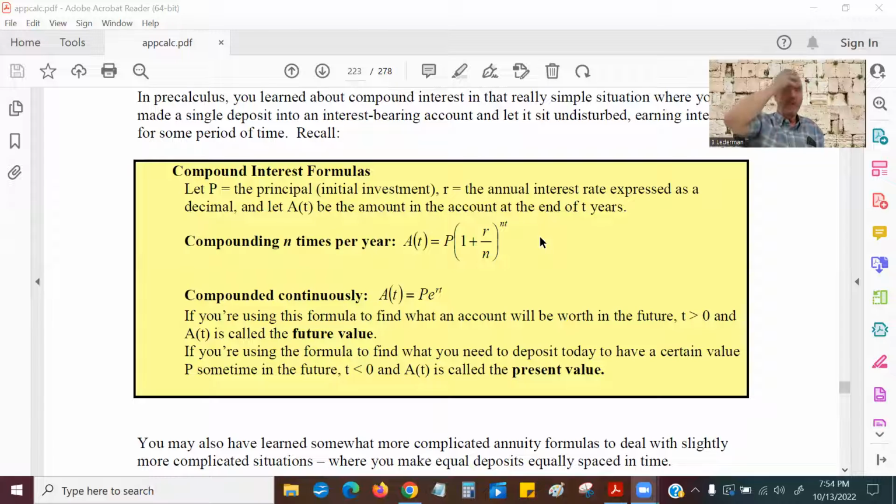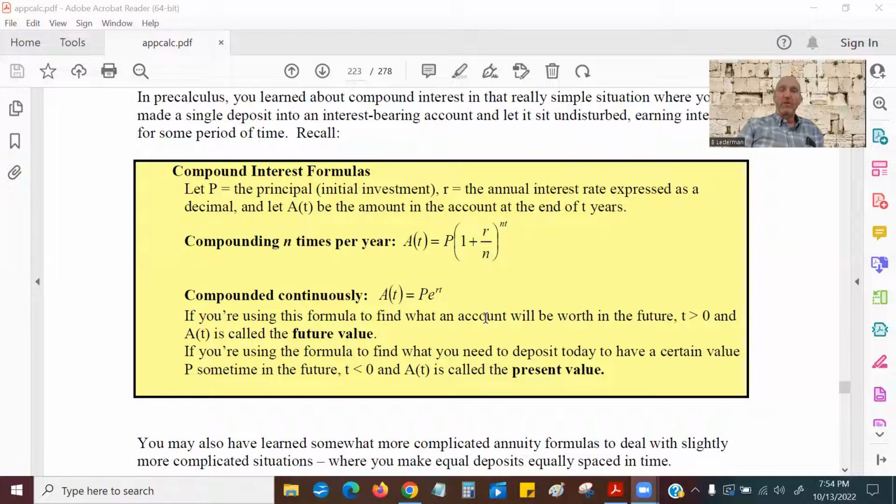Now, what if you get interest compounded not just daily, but like every second? That's called compounded continuously. And A of T is equal to P times e to the RT. Looks like PERT, which I think used to be a shampoo. So A is equal to P times e to the RT. And that's if the interest is coming every split second, a constant flow of interest.